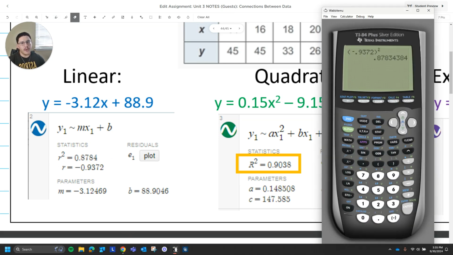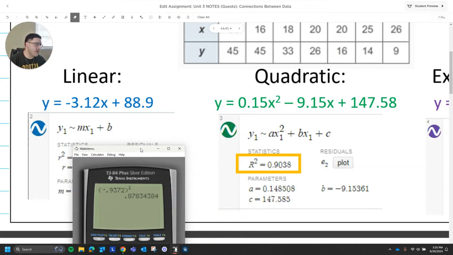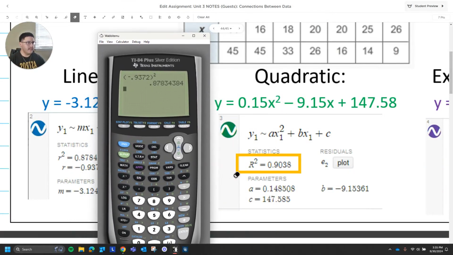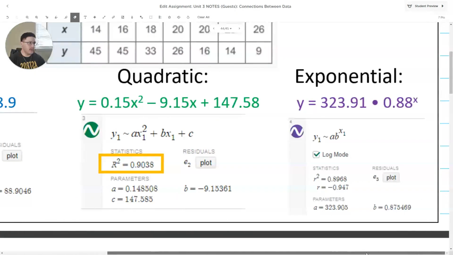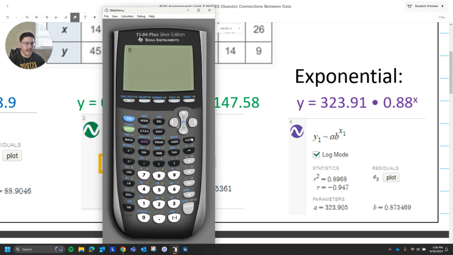Same thing with quadratic. If you only have the R for the quadratic, which is not shown right here, you would square that. And then with the exponential, if it gave you the r, you would just square it. This one, it does have it, so we're going to go ahead and practice that. I'm going to type in parentheses negative 0.947, close parentheses, and then square it. And then it'll give me the 0.8968 that the Desmos calculator is showing. And then from there, you just choose which r squared is the highest, and that'll be your answer.